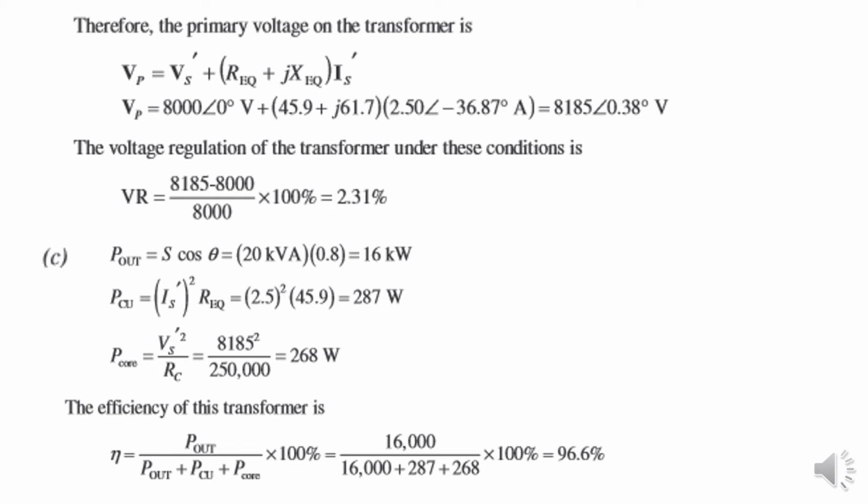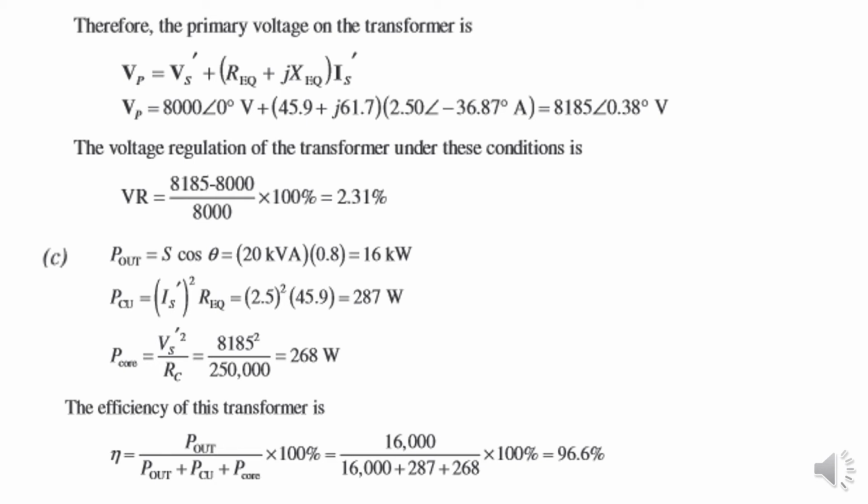We have moved our excitation branch close to the input side. That means Is dash means Is over A. We have taken the current going through Rp, and the Rp value, Xs value, and Xp value as well. Can you understand?